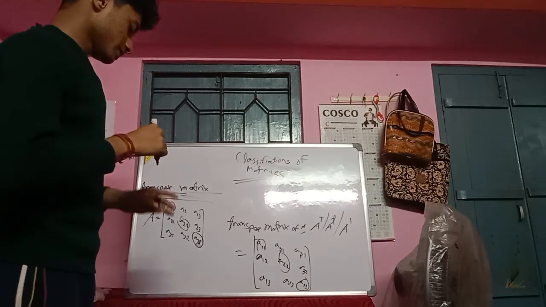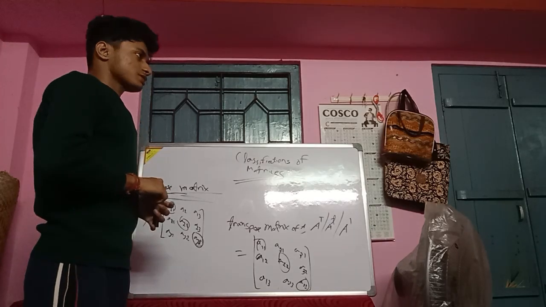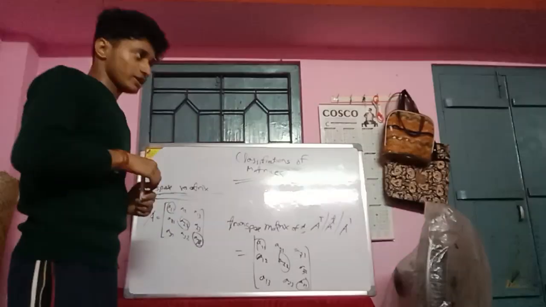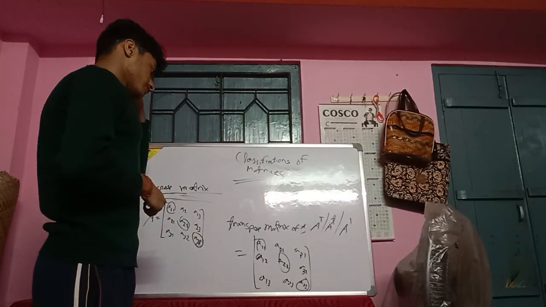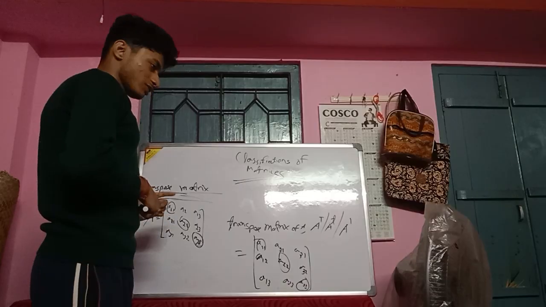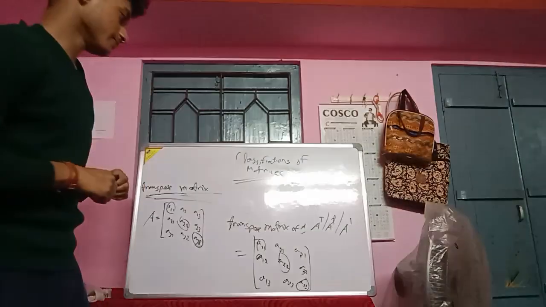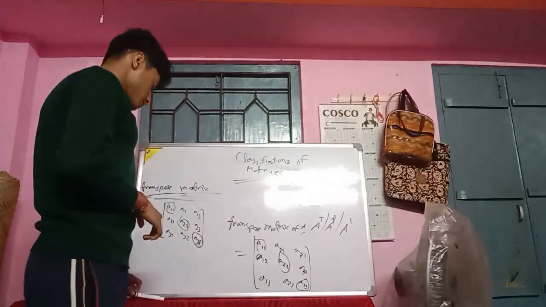So what does this conclude? That if a matrix is a square matrix, then the transpose matrix of that would have the same diagonal as the original matrix. This concludes that. Note that down. Okay.